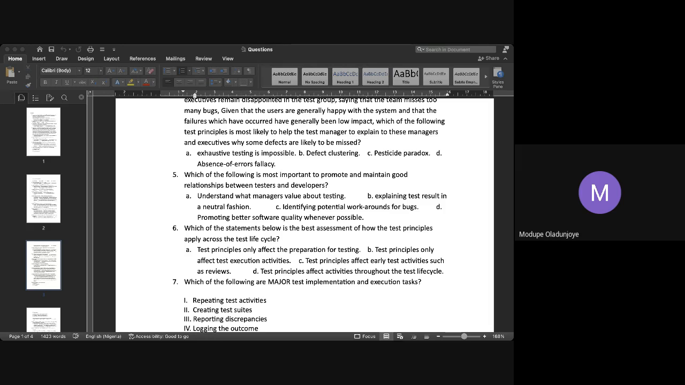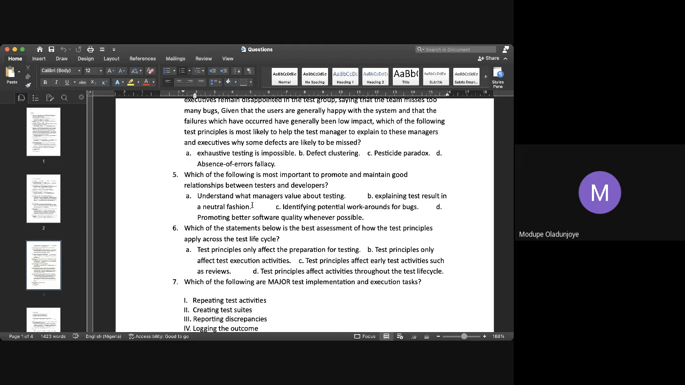Understand what managers value about testing. Number 5, what did you select? I chose A. The answer is not A. Yeah, it is explaining test results in a neutral fashion.